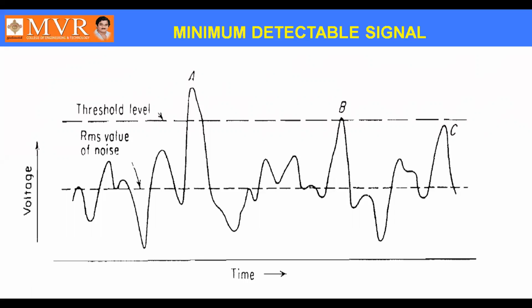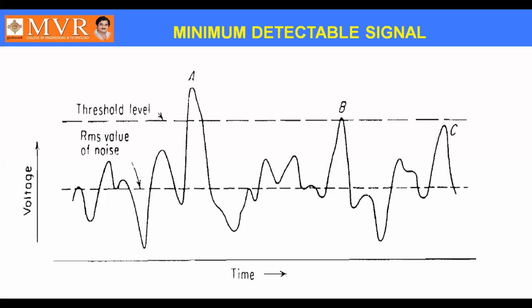Now let us see, we have taken one of the outputs from the target like this. We have taken the RMS value like this. Let us consider three points, point A, point B and point C, and this is the threshold level. Whatever signals cross the threshold level, without any doubt we can say there is a target, and any signal less than the threshold level, we can say there is no target.